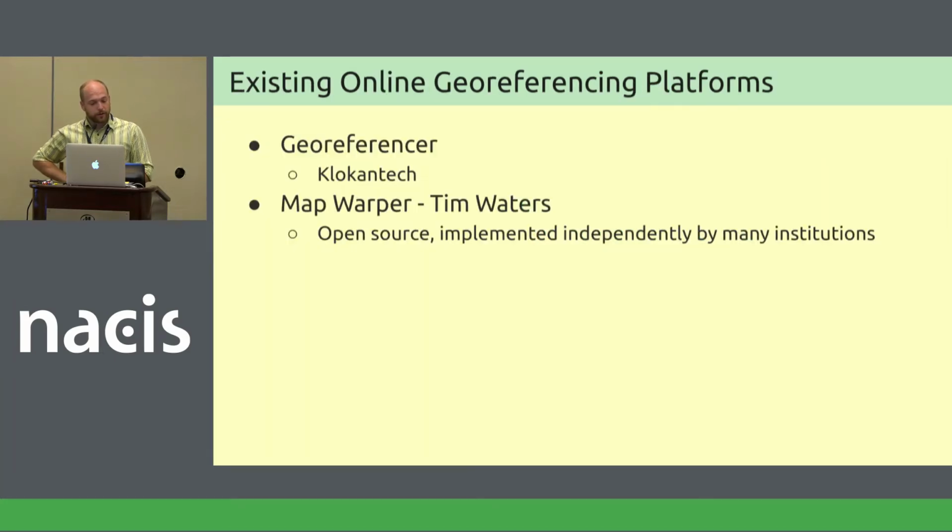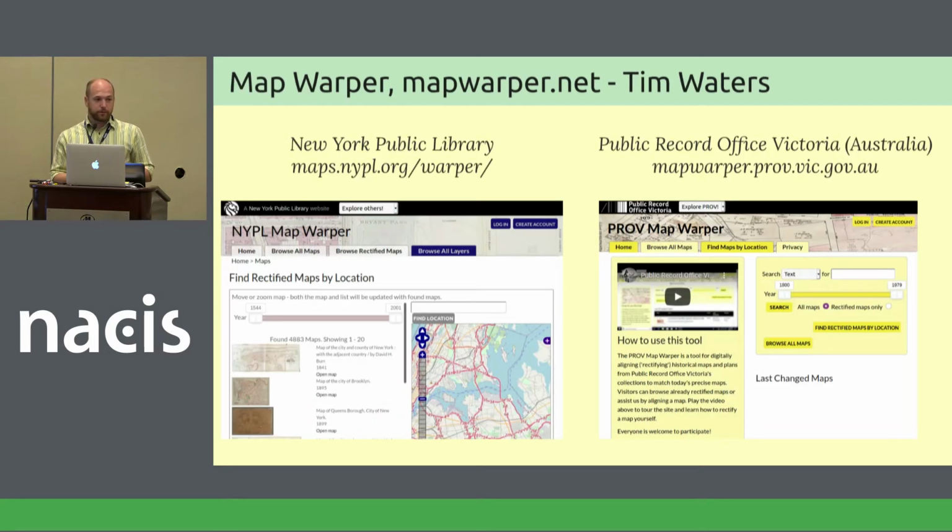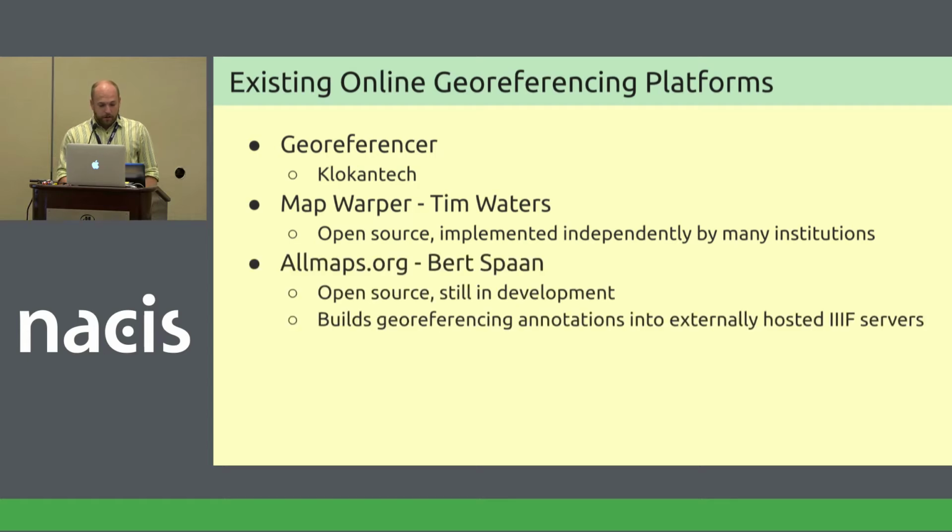Another one that's very common is called MapWarper by Tim Waters. It's open source, which means it's implemented independently by institutions. And for example, here, the New York Public Library on the left. A more recent one that I found is the Public Record Office, Victoria in Australia. And a really recent one that's still in development, but doing really, really cool things, allmaps.org, a developer in the Netherlands named Bert Spaan. And so he's really focusing more on using IIIF servers, like the Library of Congress actually does provide, and many collections provide that.